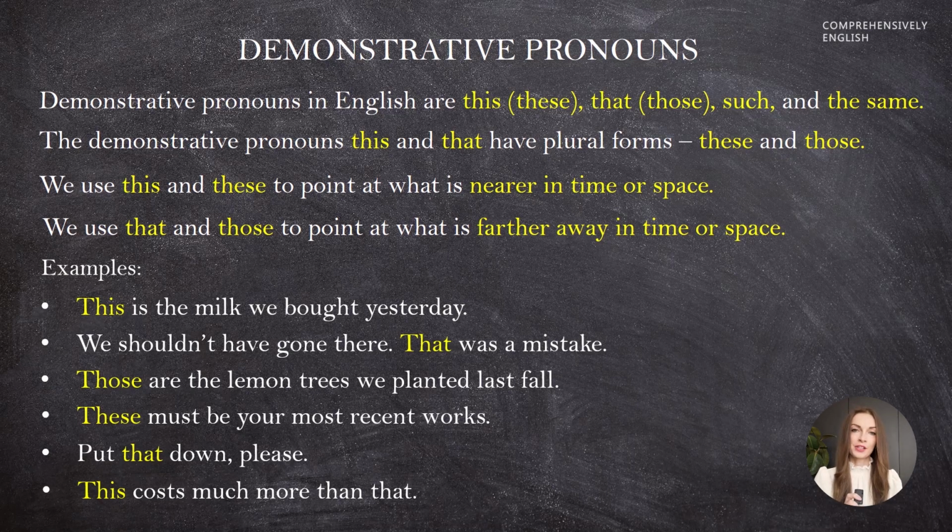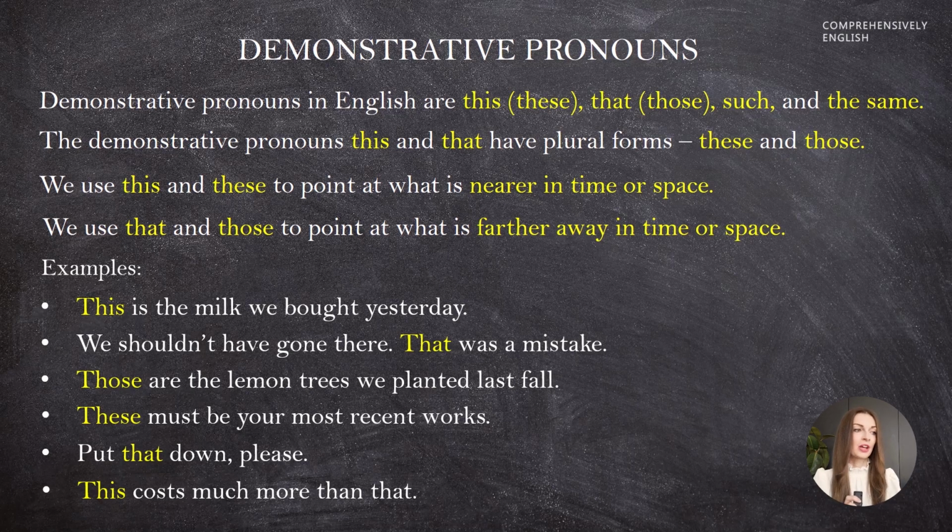As you see in the first sentence, we are obviously talking about a bottle of milk which is in front of us now. A bottle of milk that we have in our fridge or on the kitchen counter. This milk, the milk we bought yesterday. In the second sentence, "that was a mistake," we're referring to something which happened in the past. That was a mistake, that action we did some time ago.